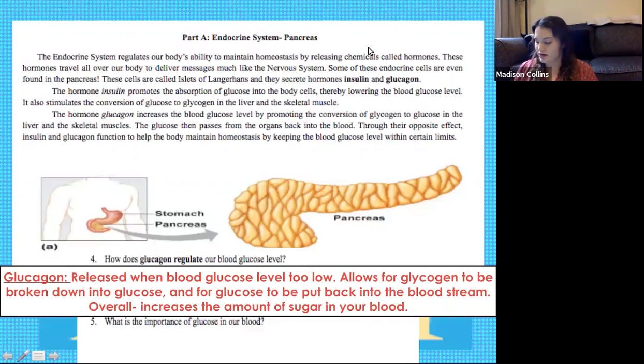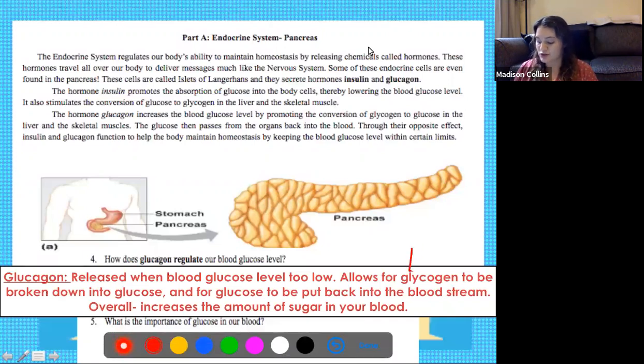All right, I'm going to add that glycogen, we need to remember, is that stored form of sugar. Right, we store that so we can use it later. I cannot write, stored version of sugar. So when glucagon is released, that glycogen starts to be broken down back into glucose so your body can use it. And that's going to increase the amount of sugar in your blood.